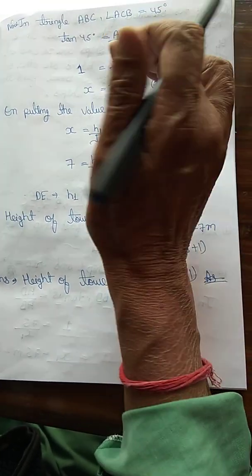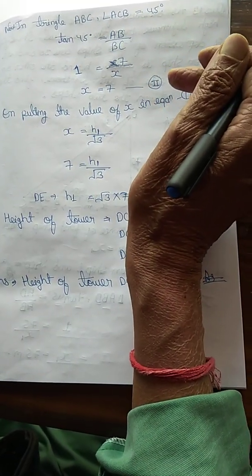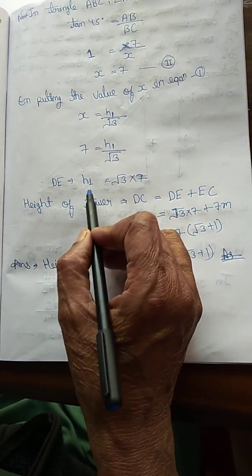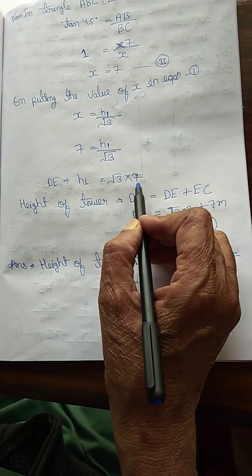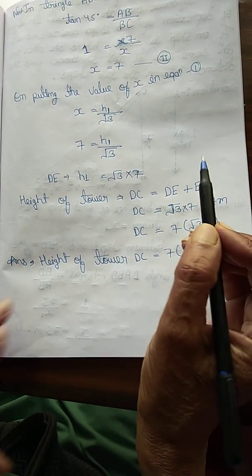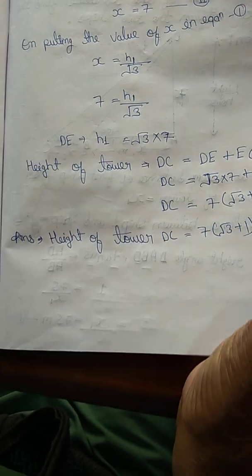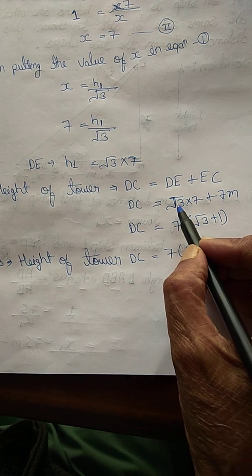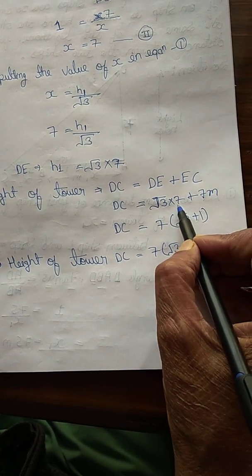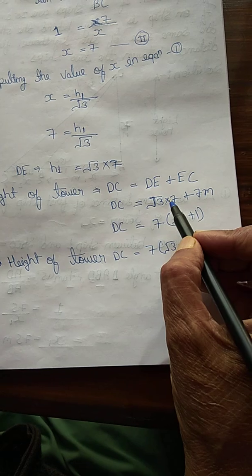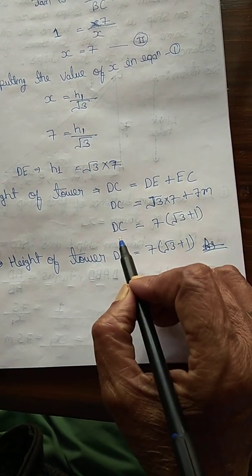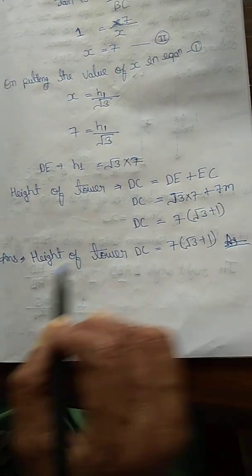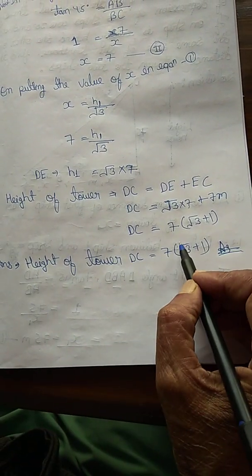Put the value of x in the first equation. We get 7 is equal to h1 upon root 3. So h1 is equal to root 3 into 7. Then the height of the tower is DE plus EC. So DE is 7 root 3 and EC is the height of the building, which is 7. So DC becomes 7 root 3 plus 7. Take 7 common, 7 times root 3 plus 1. So the height of the tower DC is 7(root 3 plus 1) meters.